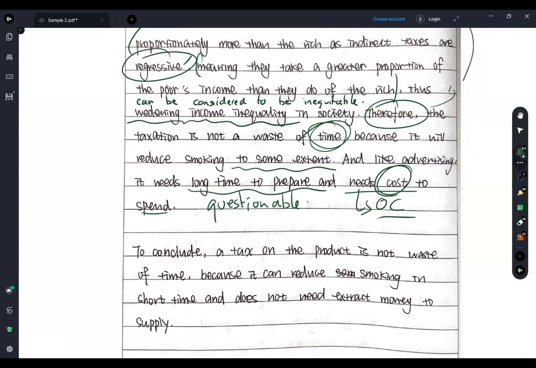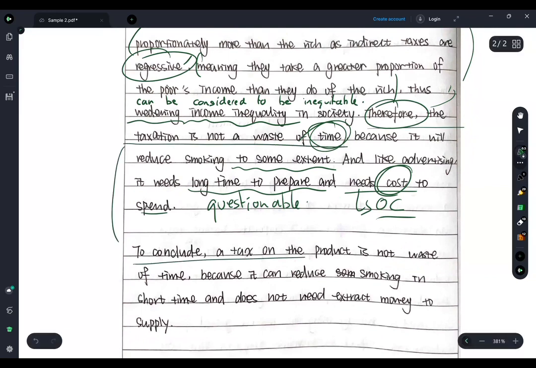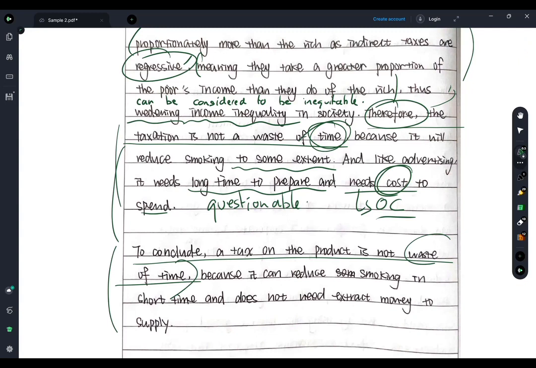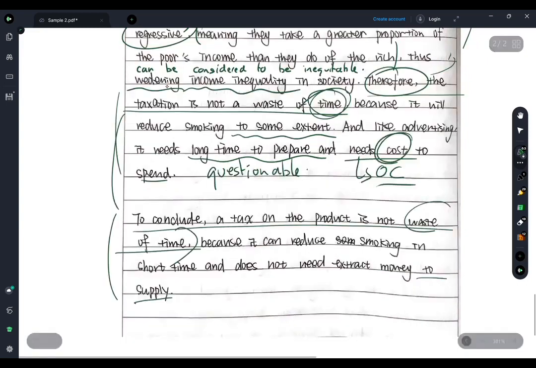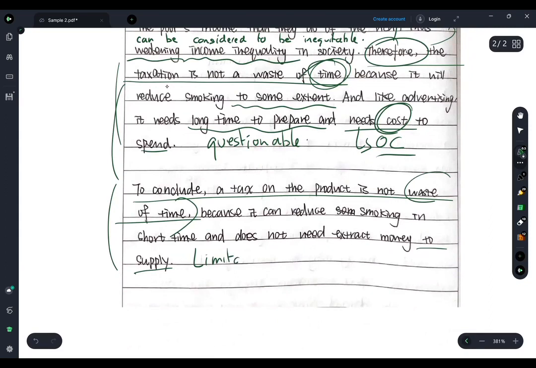"Okay, to conclude, a tax on the product is not a waste of time." So you see, it seems like the student is repeating himself. It's almost the same sentence. That is a waste of time for the student, because it can reduce smoking. You see, those two paragraphs are almost the same. "Because it can reduce smoking in the short time, and does not need extra money to supply." Oh, you mean it doesn't have an opportunity cost? Is that it? But it has other limitations. You see that there are many limitations of taxation that have been overlooked. Most have been overlooked.